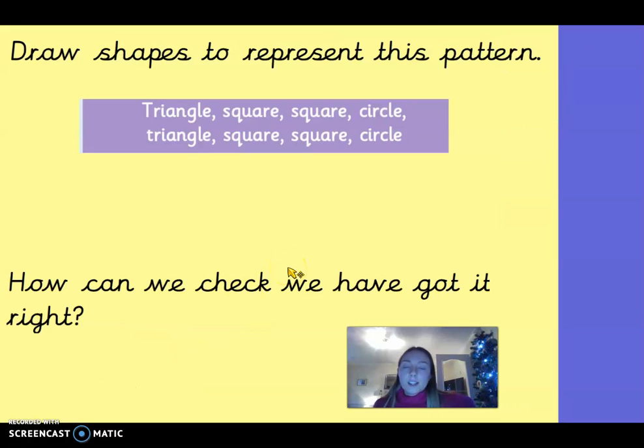Next, it's asking us to draw the shapes to represent the pattern. But this time, it hasn't drawn us the pattern, it's given us the names and we need to draw it. So I'm going to read it to you and then you might want to pause the video to draw it on your piece of paper. Triangle, square, square, circle. Triangle, square, square, circle. On your piece of paper, can you draw the repeating pattern?